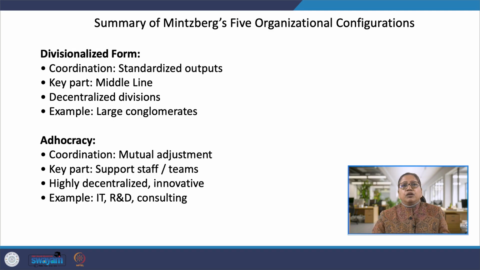universities. In the divisional form of organization, coordination is by standardized output. The key part is the middle line, and decentralized divisions are there, for example, in the case of large conglomerates. Adhocracy is where coordination is through mutual adjustment or mutual understanding. There are teams which are dominant, with high decentralization and innovation. Examples are IT firms, research and development, and consulting firms.